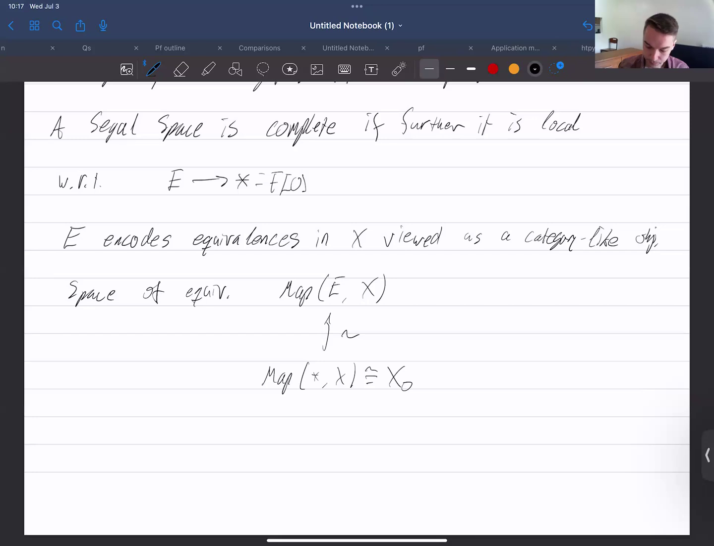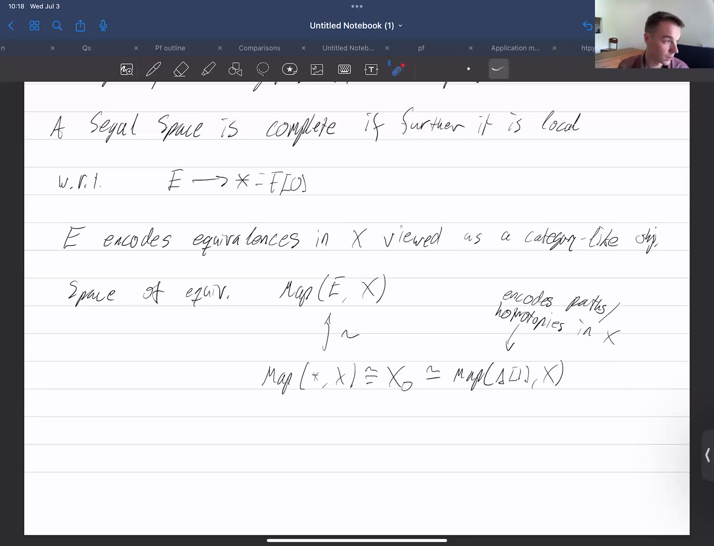And now, just being injective fibrant, this is also, I guess, homotopy equivalent to the maps from this one simplex to X, where this is encoding paths or homotopies in X viewed as a simplicial object.